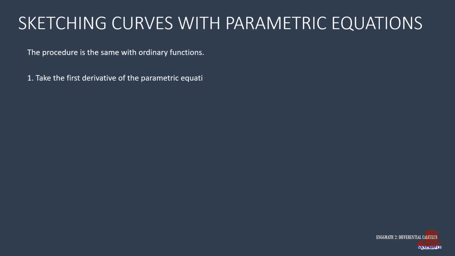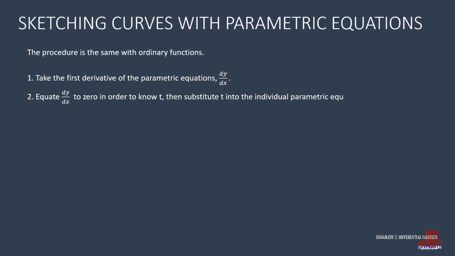First is to take the first derivative dy with respect to x, after which we equate this ratio to 0 in order to identify t, which in turn should be plugged into the individual parametric equations in order to identify the critical points.